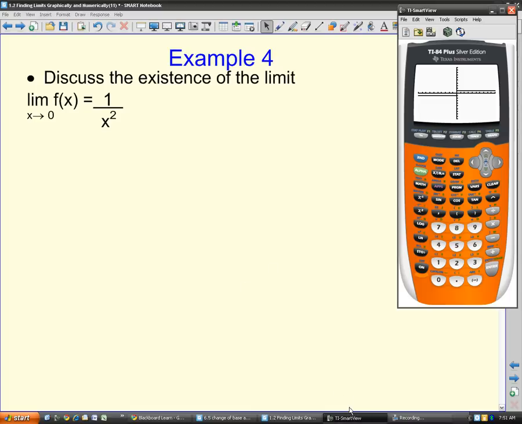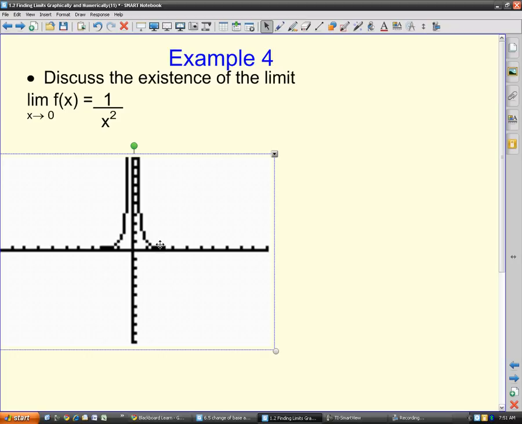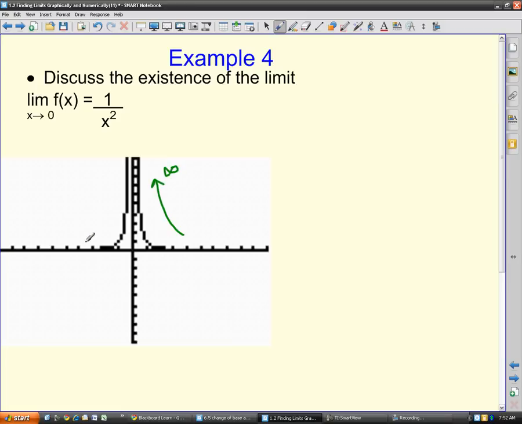I'm graphing it because I don't necessarily know what this one looks like every time. If I graph it as I approach 0, let me zoom in on this graph. As I get closer and closer to 0 in the x values from the positive side, the graph shoots up to infinity. This is where we have to have a discussion about what infinity is. On the other side, as I get closer to 0 from the negative side, it also approaches infinity.